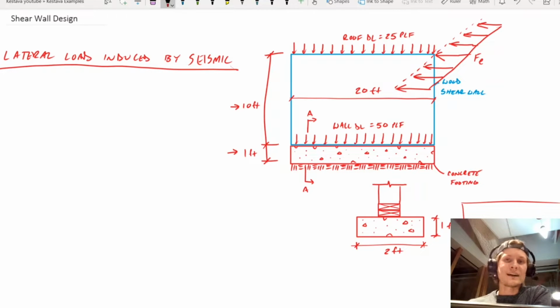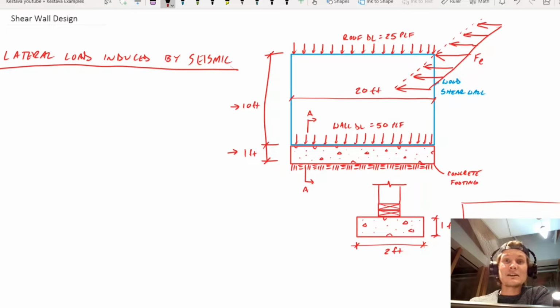We're talking about hold downs. How do you size hold downs? What are even hold downs? Where do you get that information? And then nailing patterns, all that kind of stuff. How do you transfer loads through a shear wall down into the foundation? That's all going to be explained here, and I'm going to show you a step-by-step example on how to size all of that, the calculations involved.